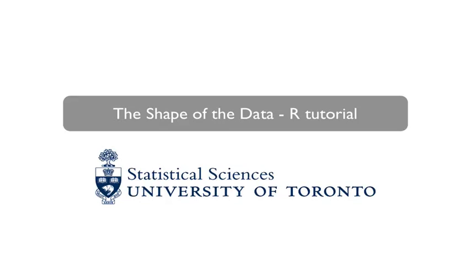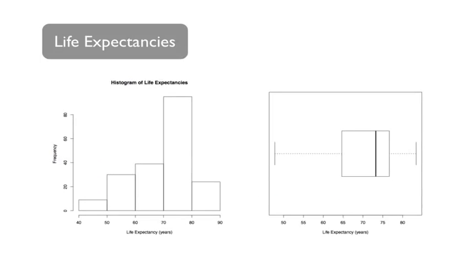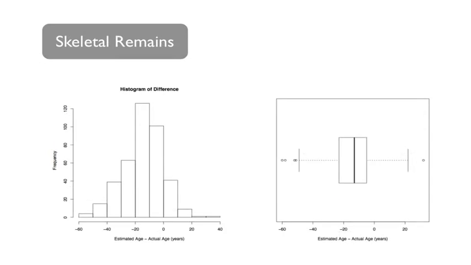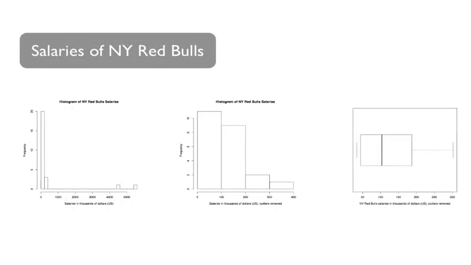The Shape of the Data, our tutorial. In the Shape of the Data lecture, Allison explored the distributions of the data sets we are now familiar with through the use of a new graphical measure, the histogram. We will produce histograms for the life expectancy dataset, the skeletal remains, and the salaries for the New York Red Bulls.